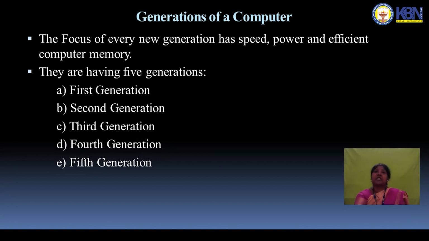You know very well computers can work at very high speed, in nanoseconds and microseconds. And power means in the time of generations, in the first generation, we used a lot of power. But day by day, in the generation stages, they controlled the power and they gave efficient memory also. For now, we will learn all those one by one. Computer generations are 5: first generation, second generation, third generation, fourth generation, and the last one is the 5th generation.